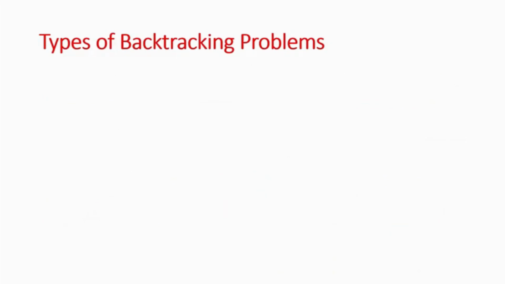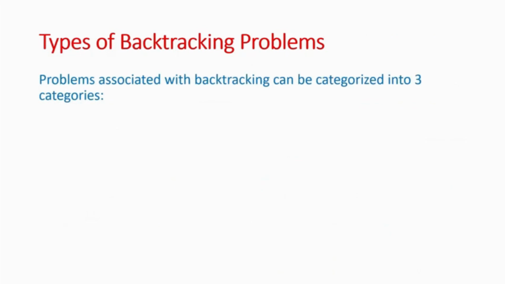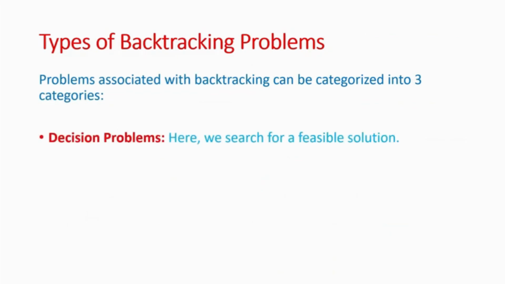Here we have the types of backtracking problems. The problems associated with backtracking can be categorized into three categories. The first one is decision problems. Here we search for a feasible solution. In this problem, the goal is to find a feasible solution; you are not necessarily looking for the best, just whether any solution exists or not.